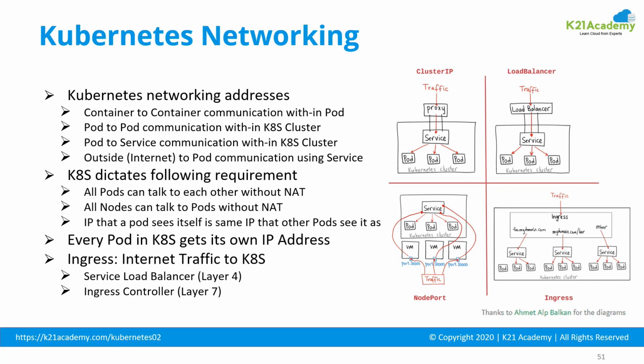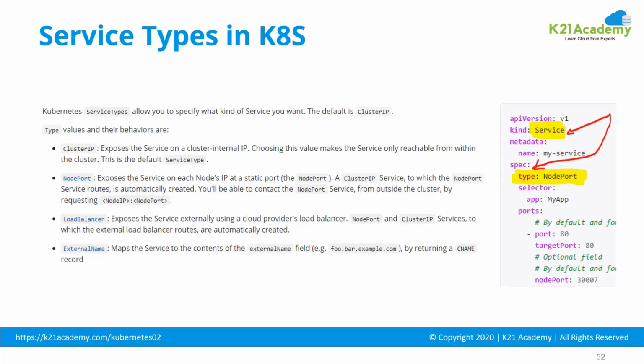In order to support this connectivity, Kubernetes supports four different types of services. One is ClusterIP, second is NodePort, third is LoadBalancer, and fourth is ExternalName. When you're creating the service, you define what kind of service it is. So this is another YAML where I'm defining a service, and the name of the service is my service, type is NodePort, and it's selecting a pod with a label called app as my app. It's listening on port number 80, the target port is 80 and the node port is 3007. Like that, I can define the load balancer type of service as well.